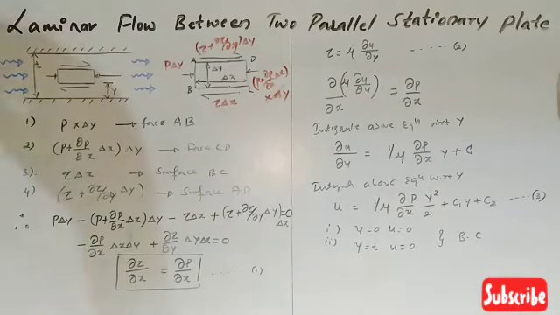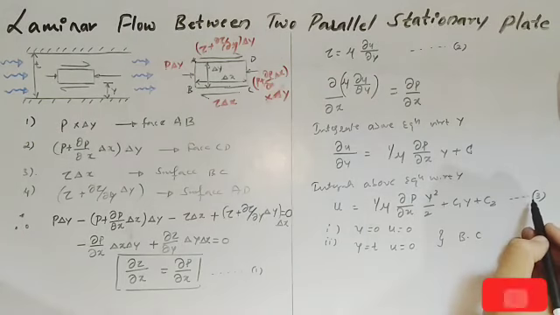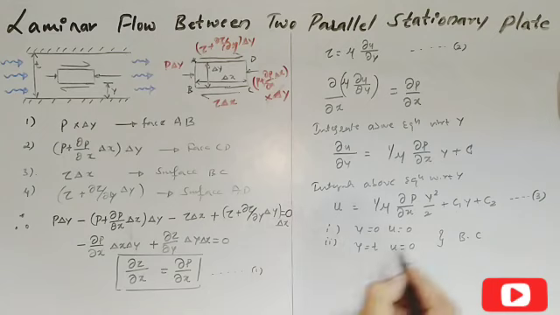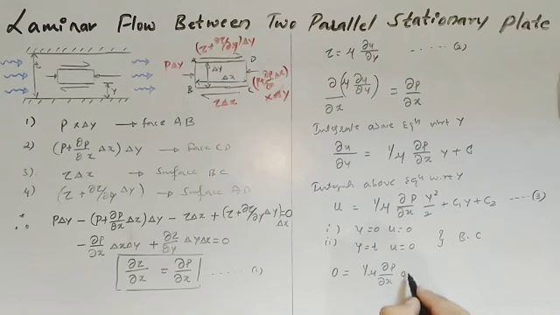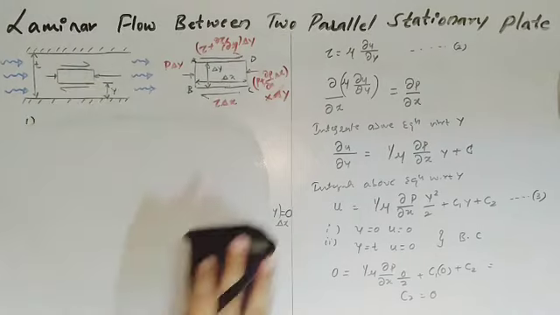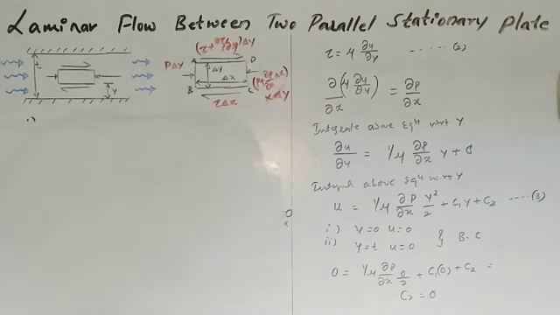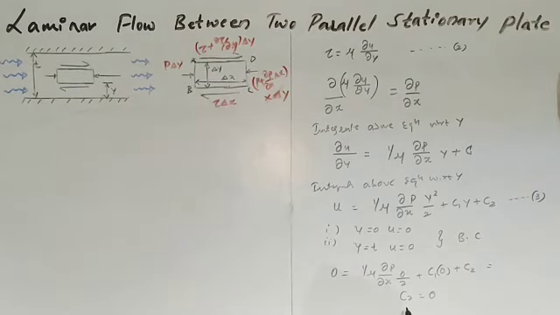So let us substitute boundary condition 1 in equation 3. So u equals 0, then 1/μ ∂p/∂x into y equals 0 divided by 2, plus c1 into 0, plus c2. So I will get c2 equals 0. I will just erase these steps. Okay, c2 will be equal to 0. So now we have identified the constant c2.